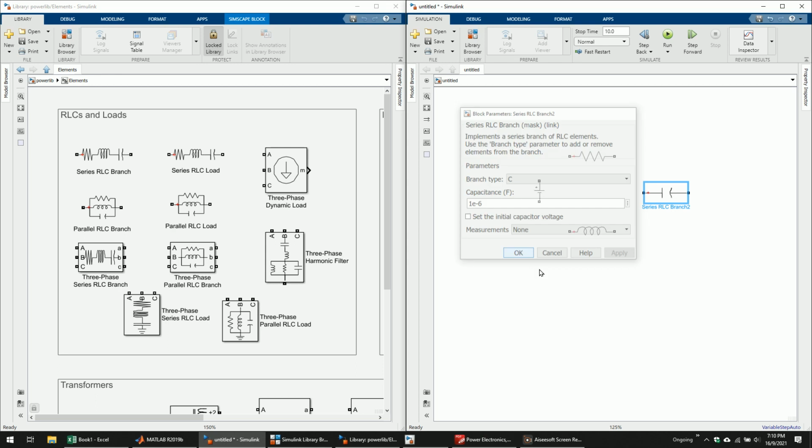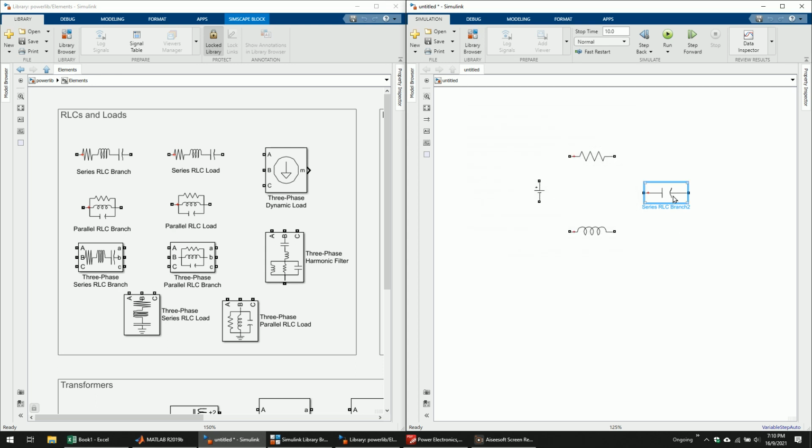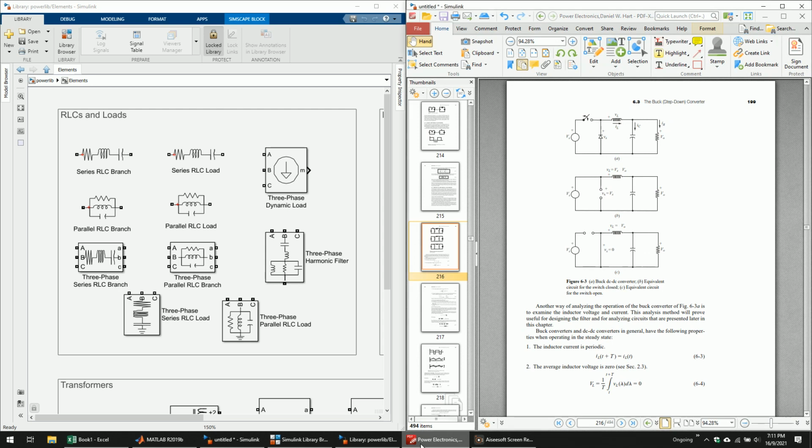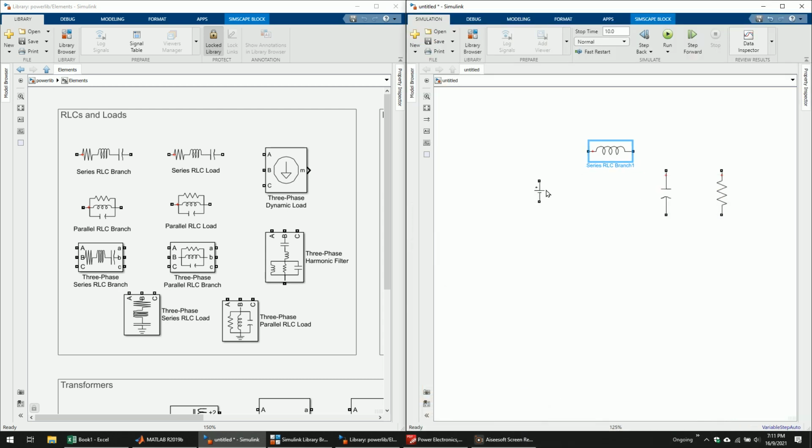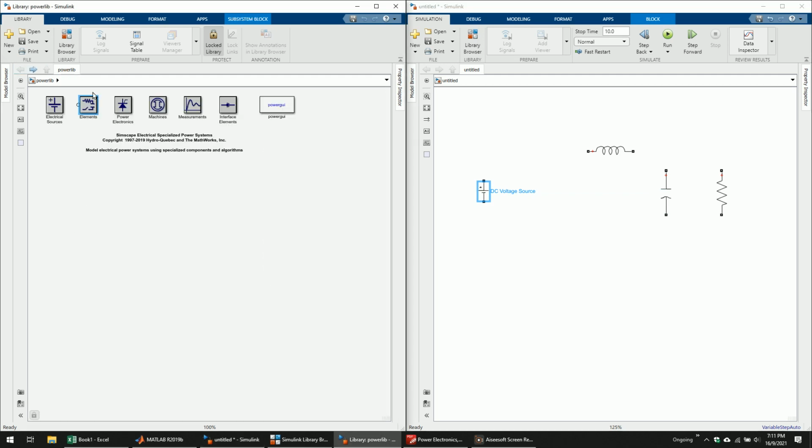You know how to copy, right? Just press Ctrl and then drag it. It automatically creates a second component. And to rotate, just Ctrl R. Click it, Ctrl R. So you can create a resistor, capacitor, and then inductor. And then how about the electronic part? So you go back and then you click the power electronic.